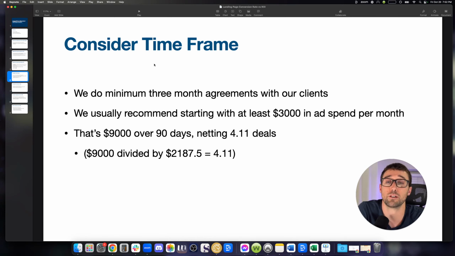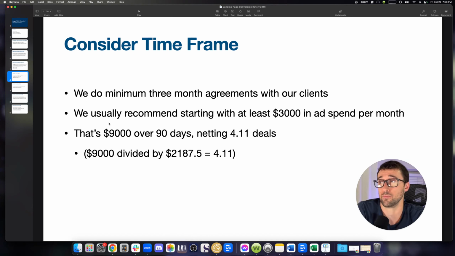You always want to do at least 3 months, especially with real estate, as the sales cycle is a little bit longer, right? And we usually recommend that they spend at least $3,000 per month in ad spend. Now that can vary, it can depend exactly on what you're doing, but that's usually the recommendation. And if you take that $2,187 and you take the $9,000 and divide it by that number, you get about 4.11 deals over those 90 days.